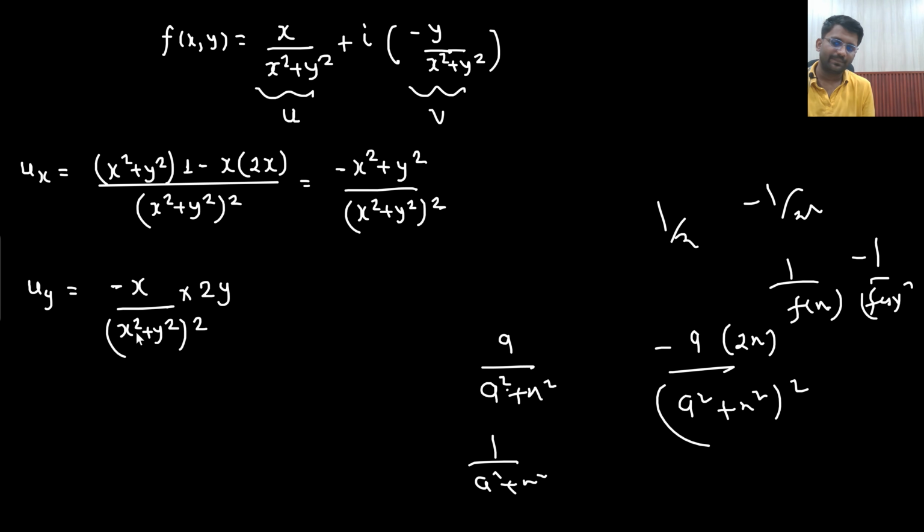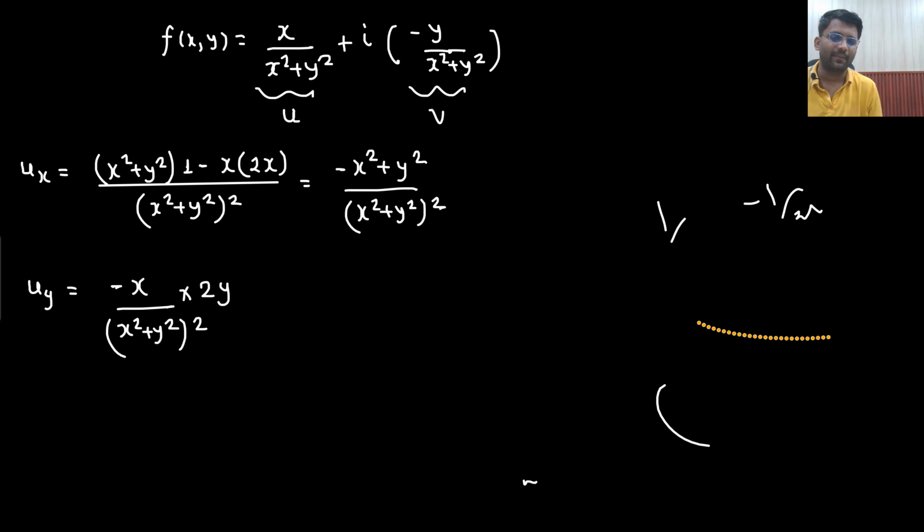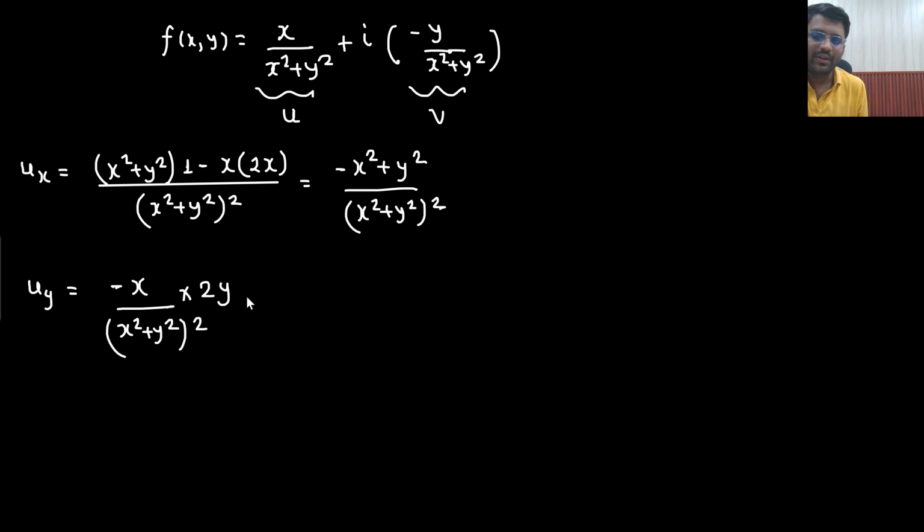So x upon x square plus y square whole square with the negative sign, then differentiation of this function. What will be the differentiation of this function? That would be 2y. So this is what you will be getting. Understandable? So x is treated as constant. You treat x as constant, and this is the answer you are getting. Minus 2xy upon x square plus y square whole square.